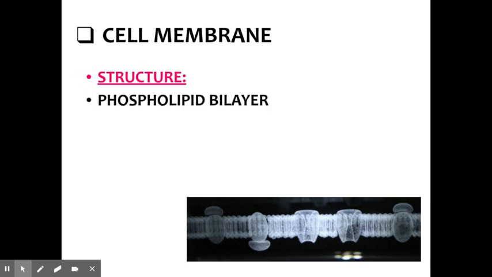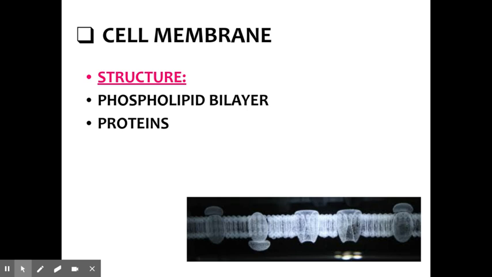The structure of the cell membrane is a phospholipid bilayer. So there are two layers, and the phosphate head has an affinity for water, and the fatty acid tails do not. And so it forms a bilayer because the fatty acid tails turn away from the water and face each other and create that barrier between the inside of the cell and the outside world.